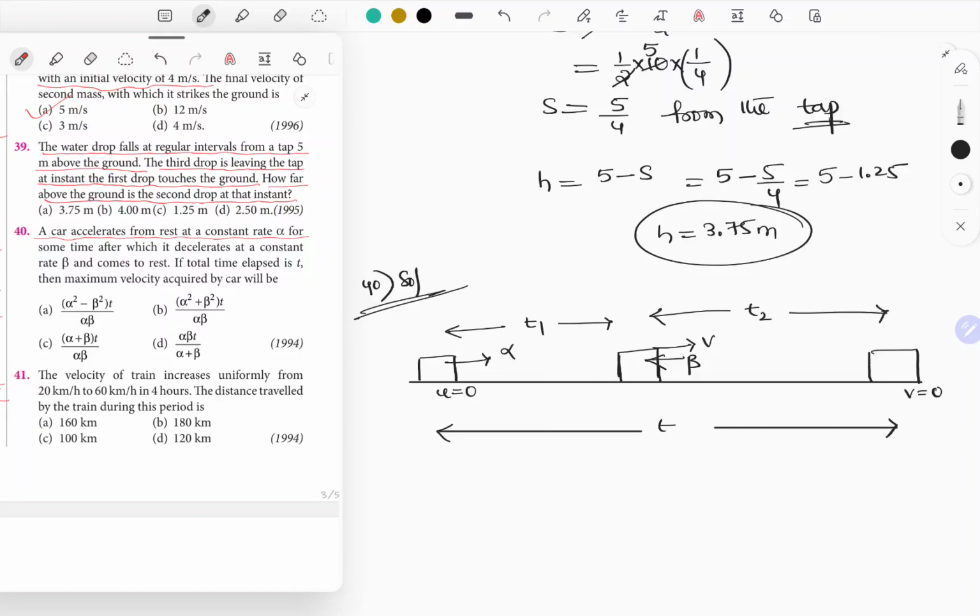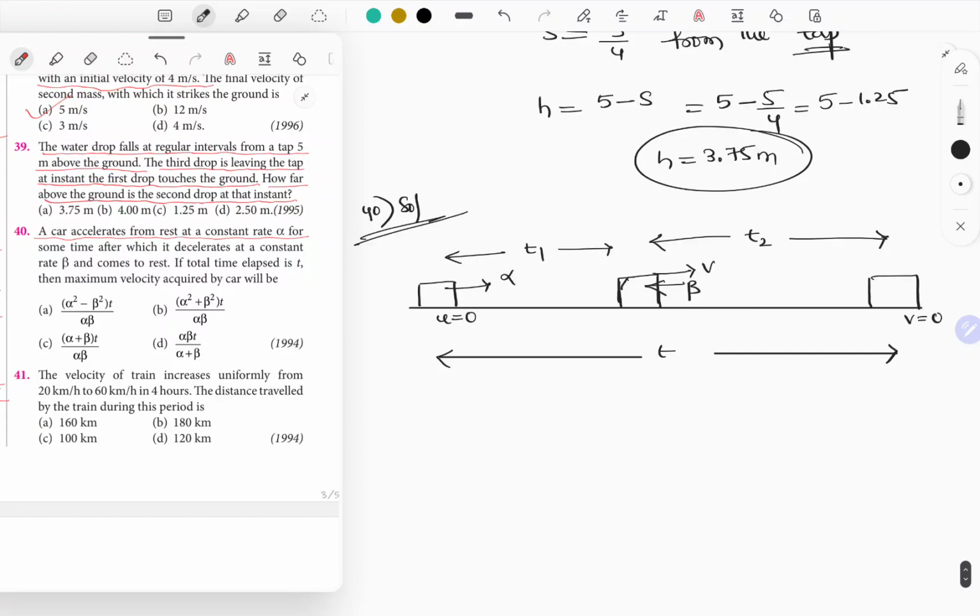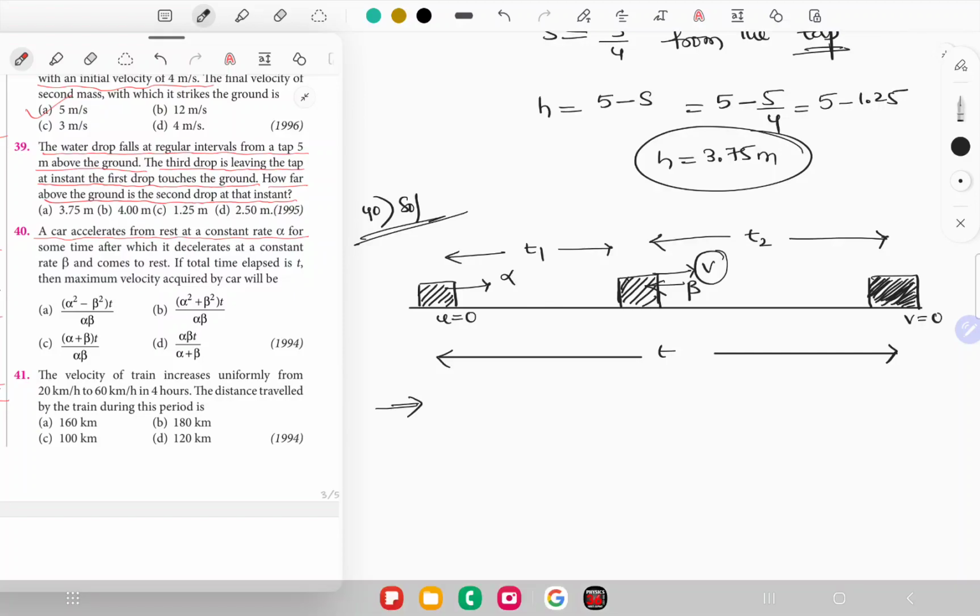Now the question: we have to find out the maximum velocity. Try to understand, guys, whenever you are accelerating your vehicle, first it will reach some velocity. After that, if you want to reduce from that maximum velocity, the object is going to come to rest. That means I have to find out v. Let us see how we are going to find it. Did they give any other information? No. They are asking only the maximum velocity acquired by the car.